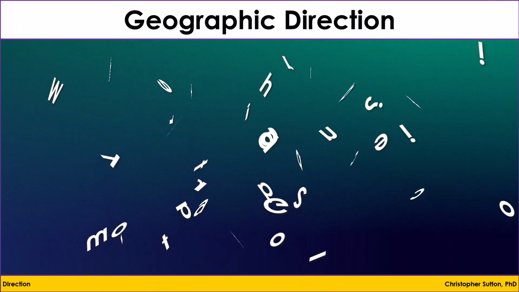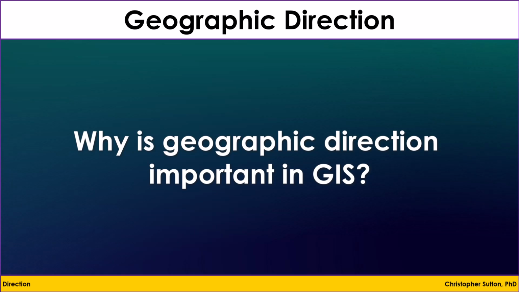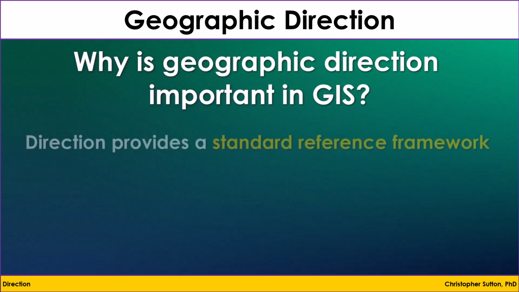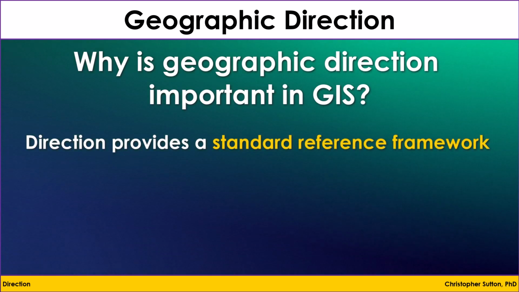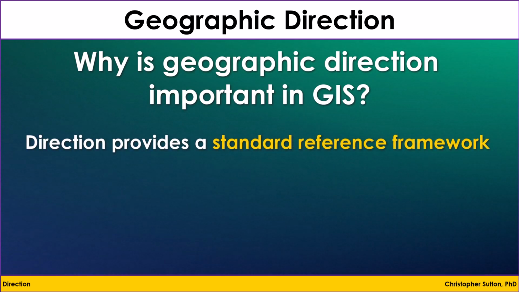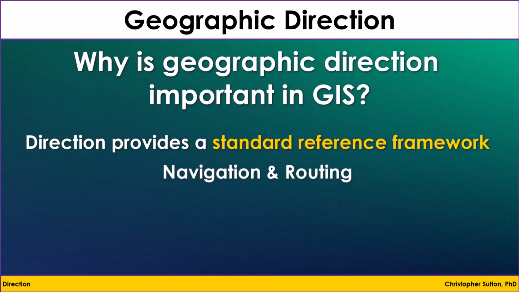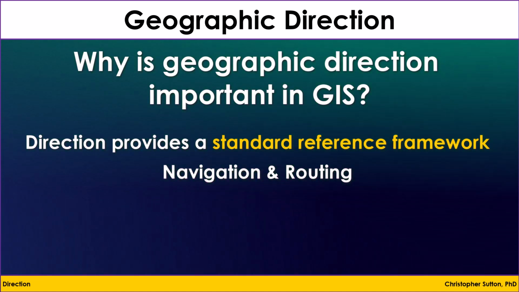Why is geographic direction important in GIS? Well, there are a handful of reasons. The first is that direction provides a standard reference framework. Geographic direction ensures consistency when mapping and analyzing spatial data. All map projections, coordinate systems, and spatial analyses rely on true geographic direction as a baseline. In navigation and routing, direction is essential for creating accurate routes for transportation, logistics, and navigation systems.